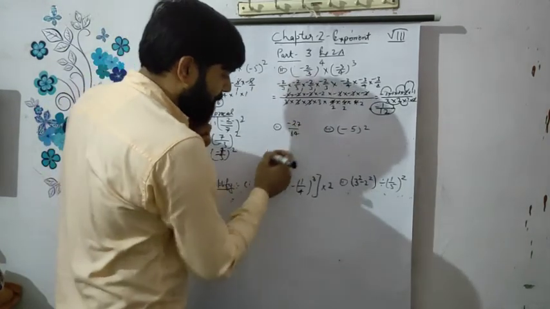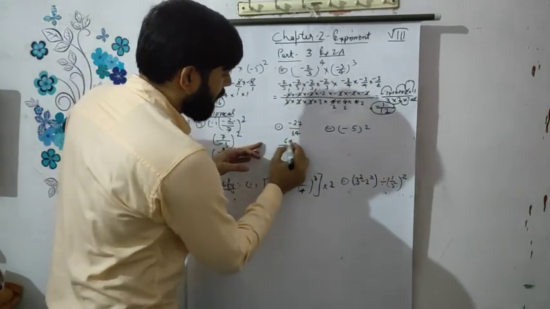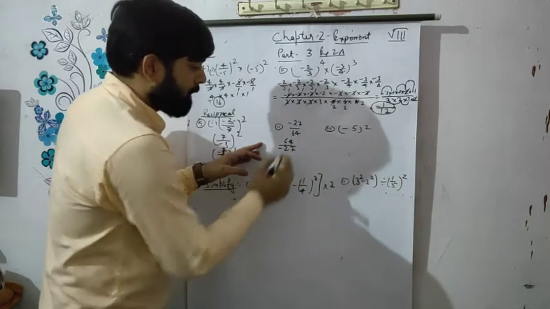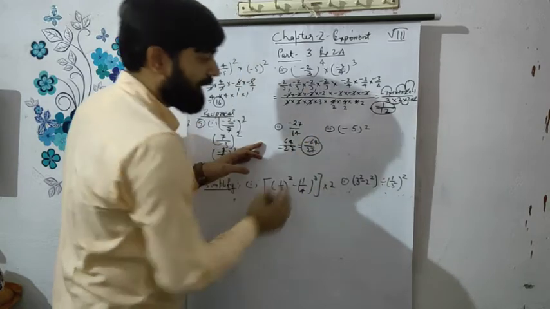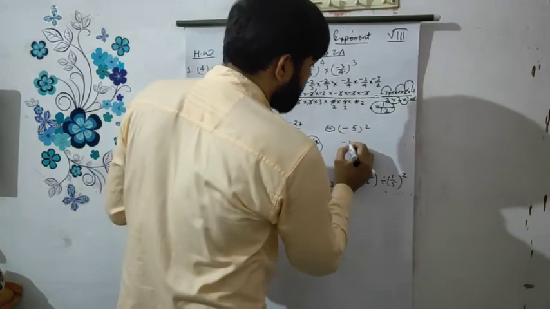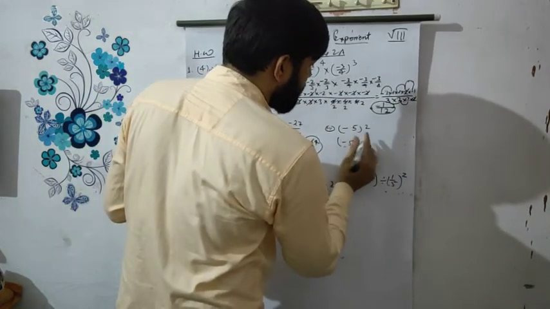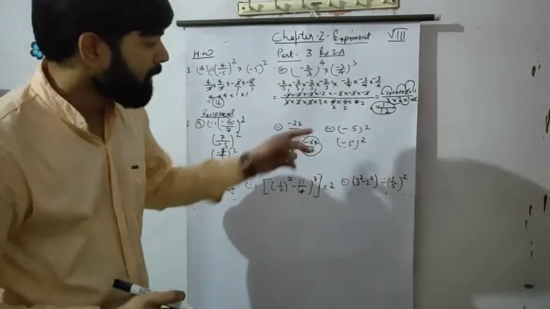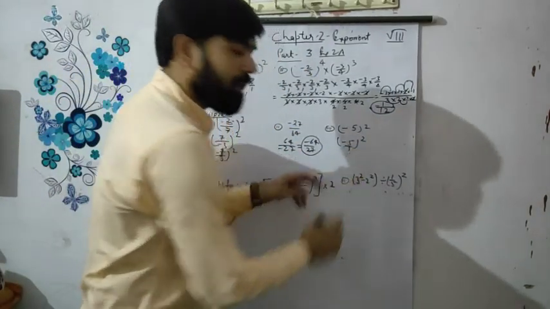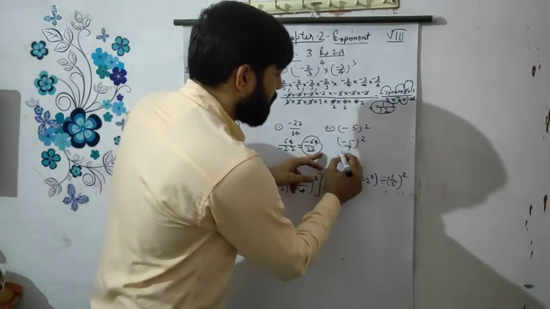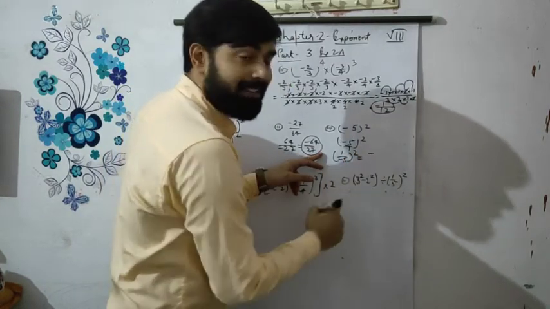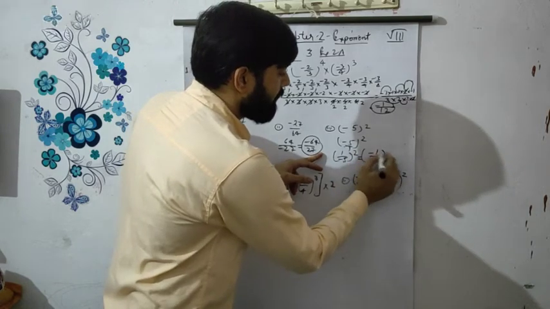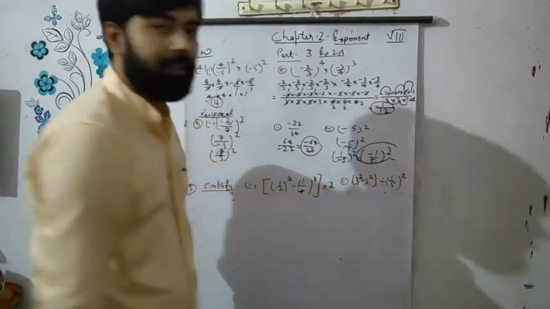Look here, minus 27 upon 64, so 64 upon 27. This is the minus. Then minus 64 upon 27. This is the answer. Now here is minus 5 raised to the power 2. So reciprocal, and we can write here 1 upon. Then the answer will be 1 upon minus 5 raised to power 2. But this is not the last answer. The last answer is minus 1 upon 5 raised to the power 2. This is the last answer.